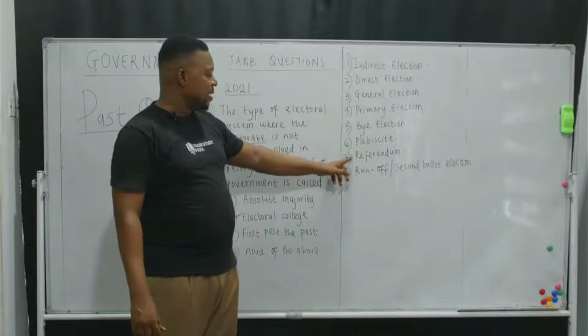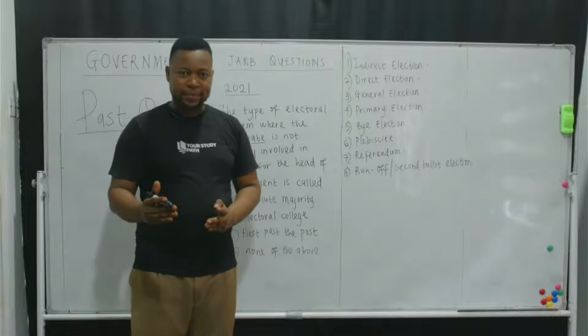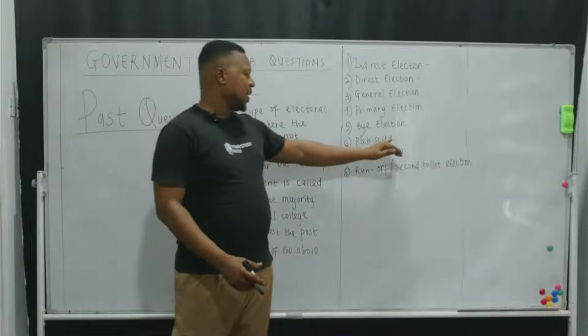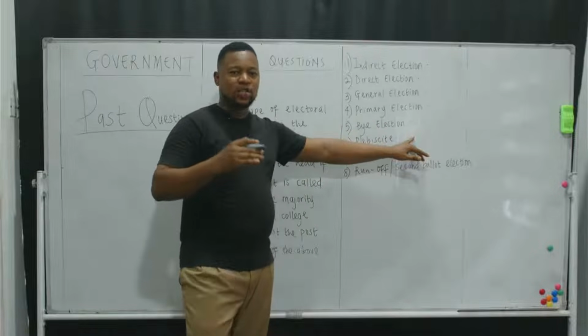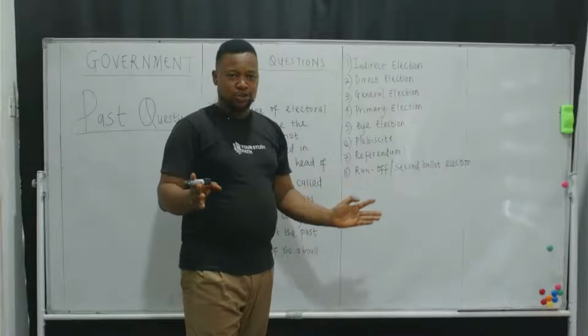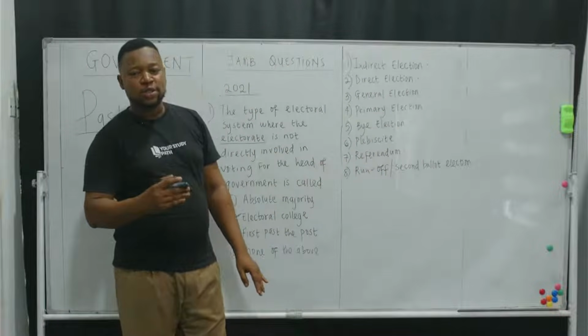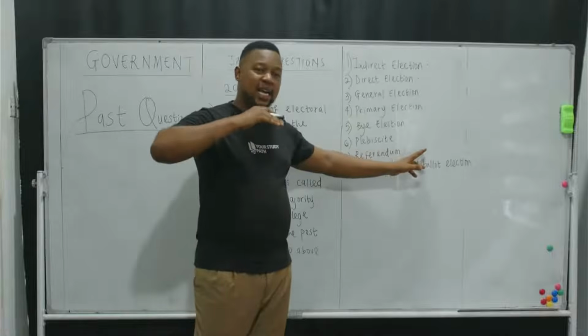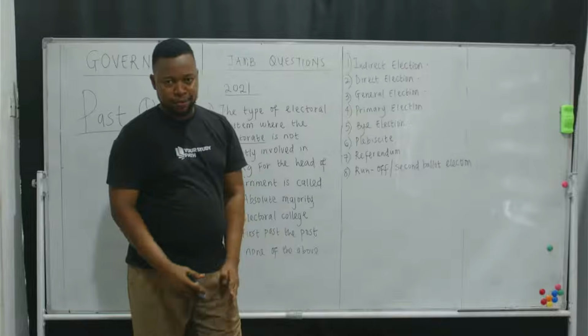Now, these two, plebiscite and referendum, are both a yes or no vote. A plebiscite is a yes or no vote used on minor issues that do not affect national issues, whereas a referendum is a yes or no vote used at the national level, on issues that affect the majority of the people.